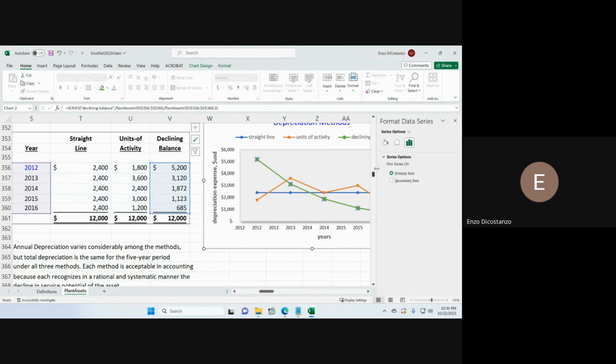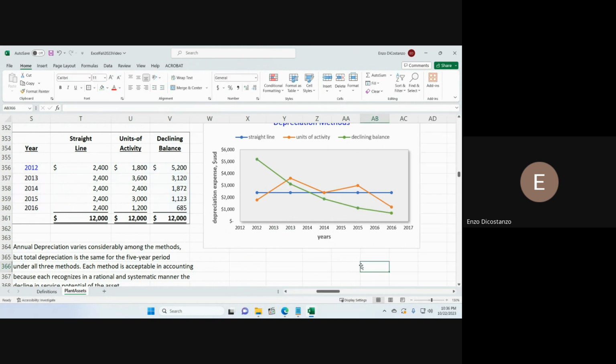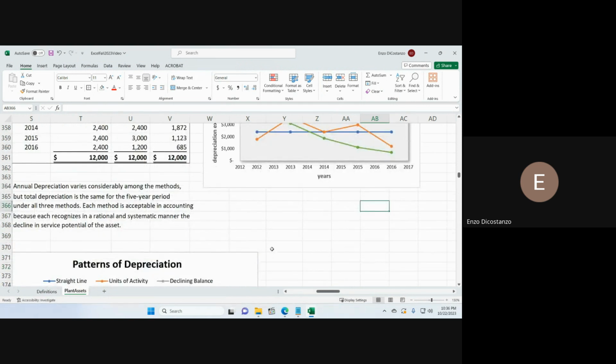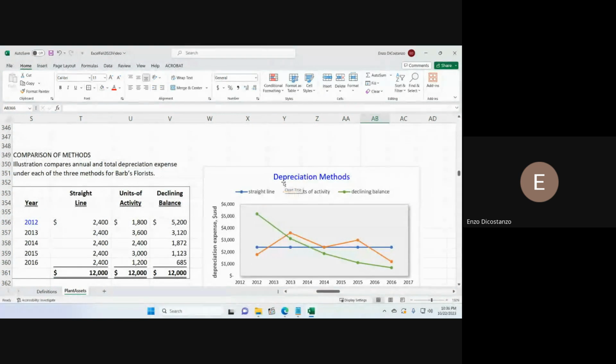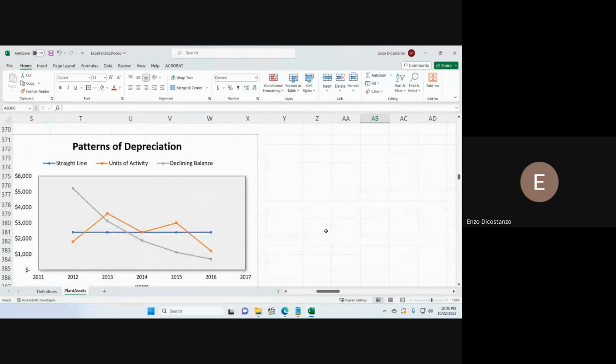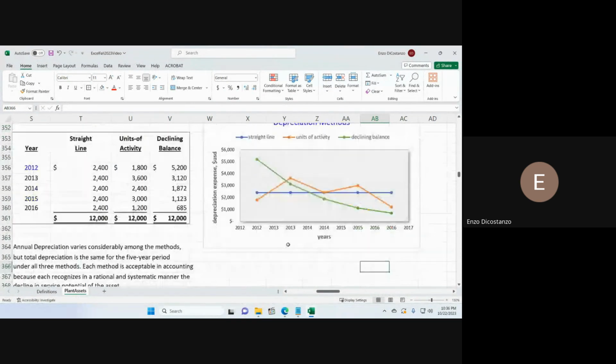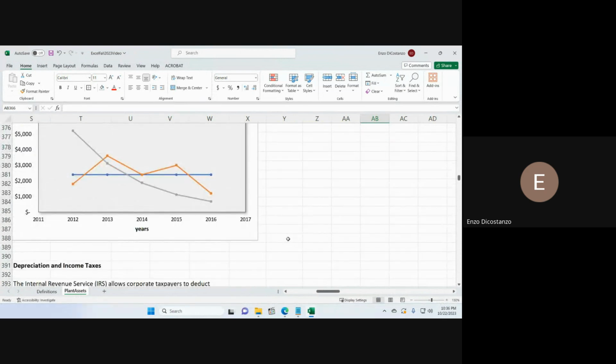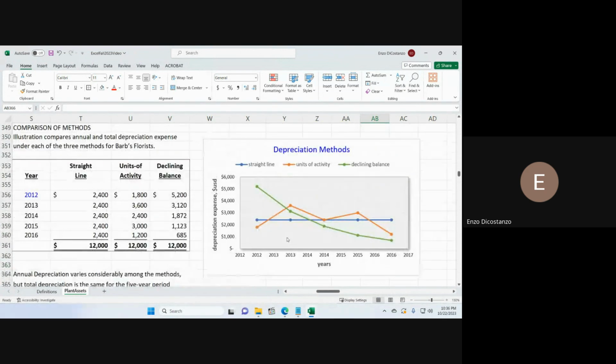Marker, format the data series, built in. Okay. We call it depreciation methods or patterns of depreciation, whichever. I made this graph previously. I don't know why it's a little more spaced out than this one is. Is it 2 years? No, it's still one. It's still a 1 year. Yeah. Oh, I don't know why there's two. We broke this up into two.